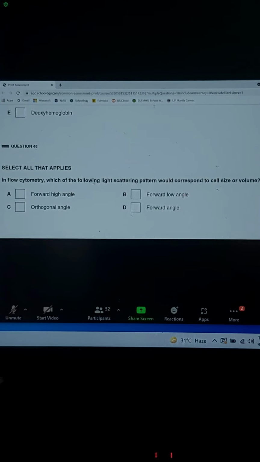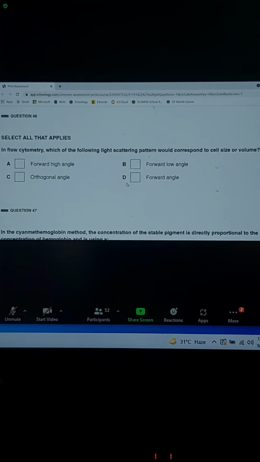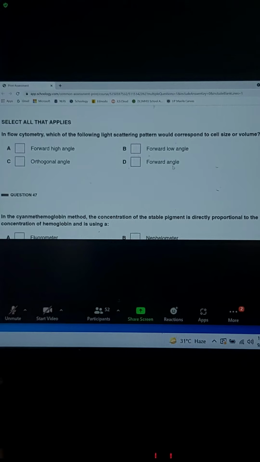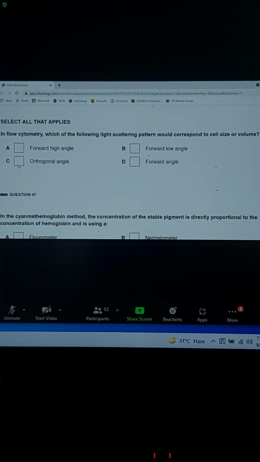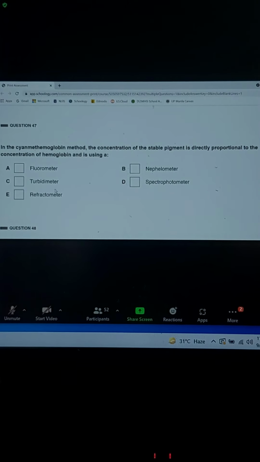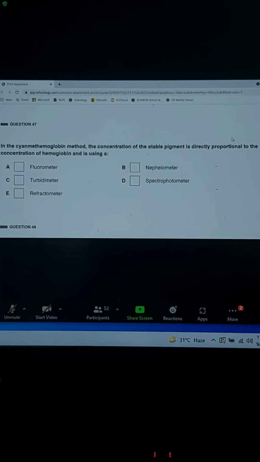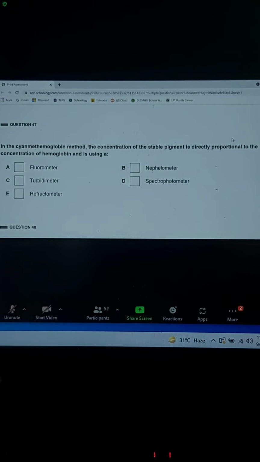46. Flow cytometry, which of the following light scattering patterns would correspond to cell size or volume? Letter D. Forward angle. Okay, so letter D is for forward angle, that's right. Kasi A, B, and C, they are all measures of cells' internal complexity. Number 47, in the hemiglobincyanide method, ano yung ginagamit nating pang-measure ng stable pigment? Spectrophotometer. Okay, so it's letter E, spectrophotometer.